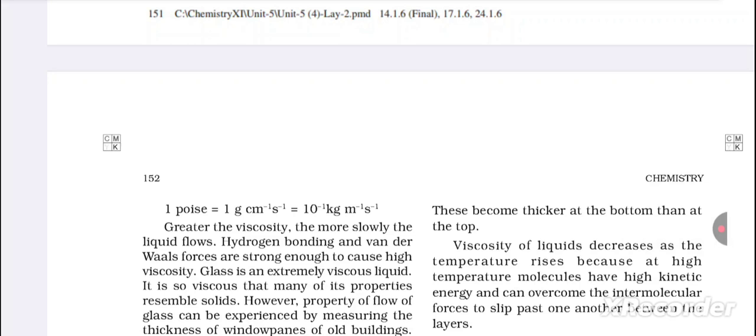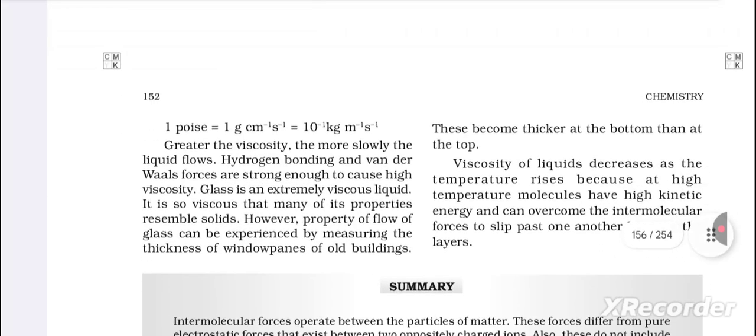The greater the viscosity, the more slowly the liquid flows. Hydrogen bonding and van der Waals forces are strong enough to cause high viscosity. Glass is an extremely viscous liquid. It is so viscous that many of its properties resemble solids. However, the property of flow of liquids can be experienced by measuring the thickness of window panes of old buildings. These become thicker at the bottom than at the top.